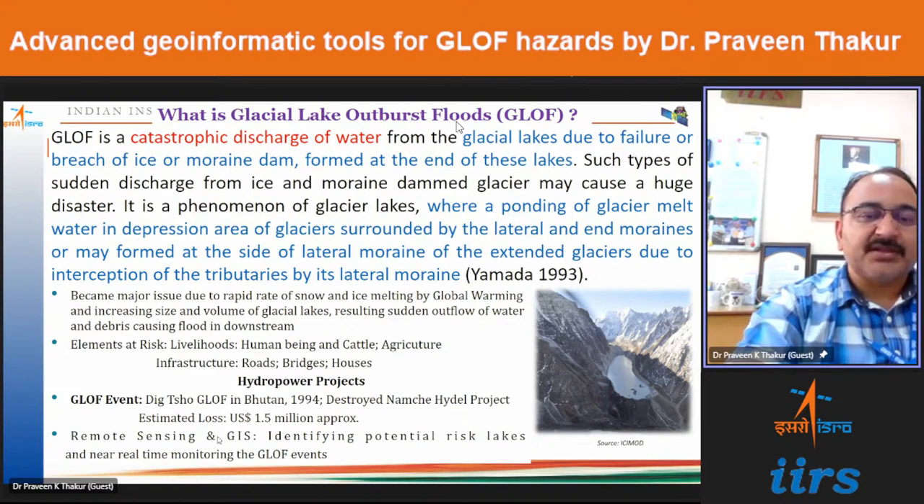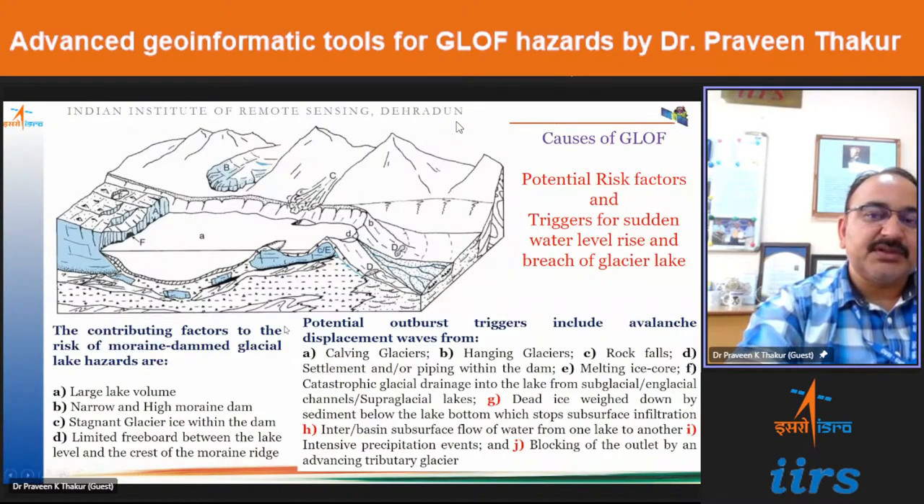So this is one example of Digtsho in Nepal, 1985, which caused major damage to the Namche hydro project. So this is a typical example of a glacial lake and the phenomena with which it can cause the breach.